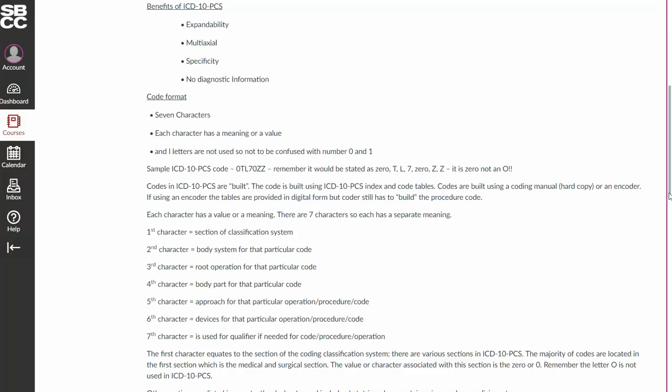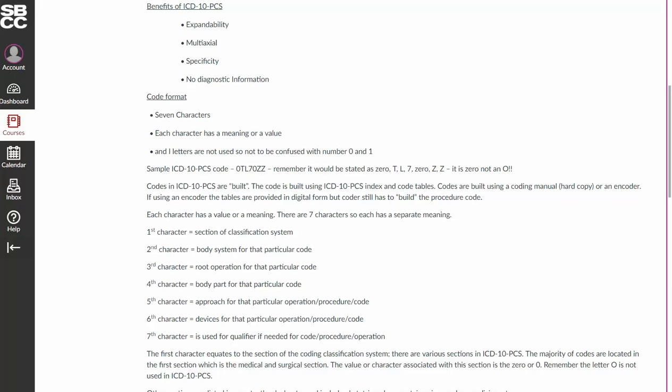Also, all of the alpha characters in ICD-10 PCS are in capital letters, and there is no usage of the capital letter O. So to avoid confusion between O and 0, the classification system as a guideline or as a rule does not use the capital letter O. So this code here in the lecture notes and on the screen is delineated as 0TL70ZZ.